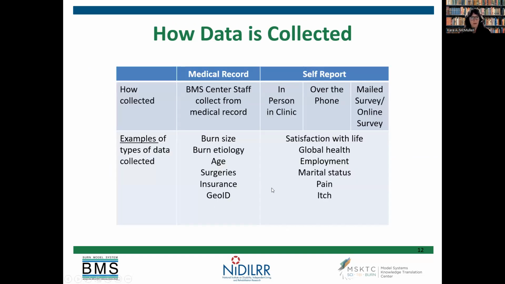So data is collected from the medical record and from self-report. From the medical record, the BMS Center staff collect that information and enter it into the database. This includes things like burn size, weight, height, age, surgeries, and more. And self-report is done in person in the clinic via an interview, over the phone via an interview, and through mailed or online surveys. And that includes many of the patient-reported outcome measures, such as satisfaction with life, global health, employment, marital status, pain, itch, and more.